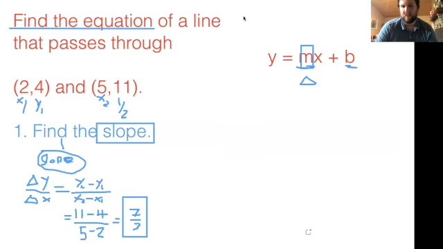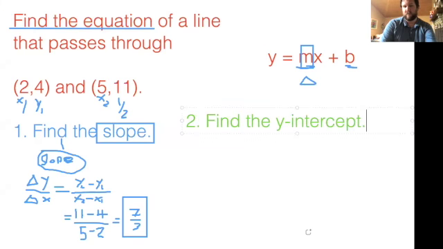Next step, find the y-intercept, which is this B value. There are different ways that you can do this. One way that definitely works, and you're welcome to use it if you know it and like it, is slope-intercept form. However, I'm going to show a different way. We'll do slope-intercept form another time. So let's pick one of our 2 points. Which point do y'all want to use? Okay, so we're choosing to use the point (2, 4).